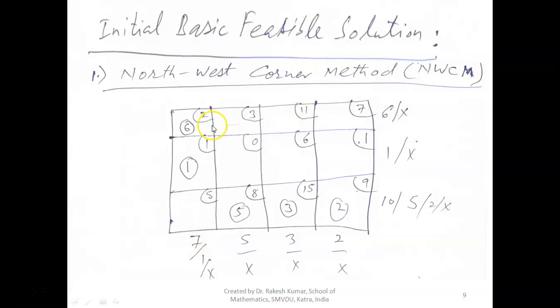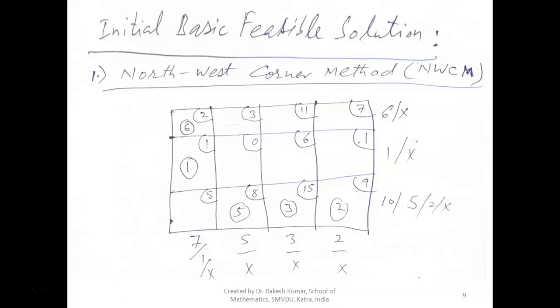So all the 6 units are transported at the rate of 2 to the first demand center, and still 1 unit of demand is left. So I put 1 here, right? I cannot go in the first row now, because the supply is exhausted. Now going to the second row, because there is some supply available at supply center 2.